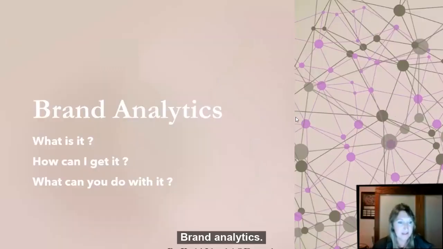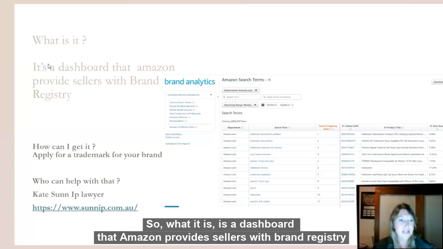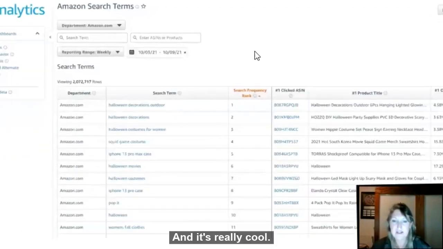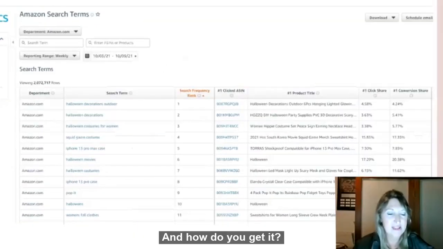Okay, brand analytics, what is it? How can I get it? And what can you do with it? So what it is, is a dashboard that Amazon provides sellers with brand registry, and it looks a bit like this, and it's really cool.